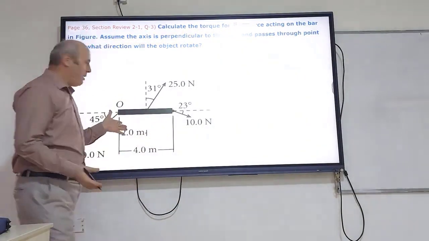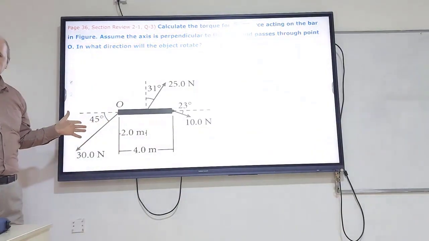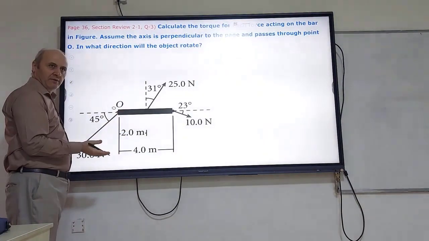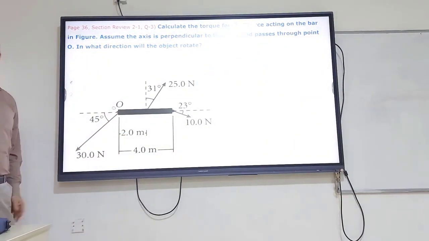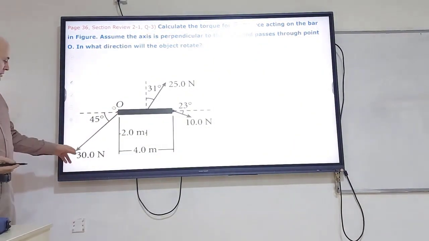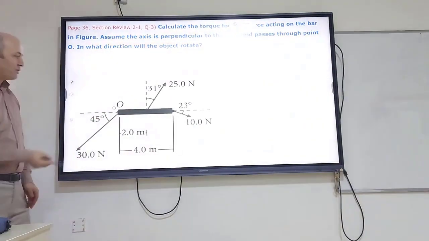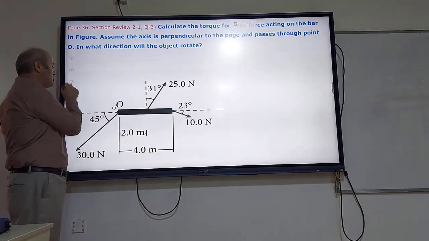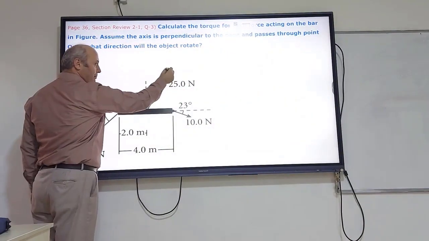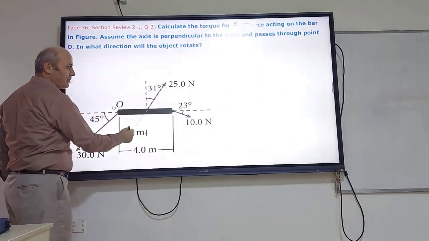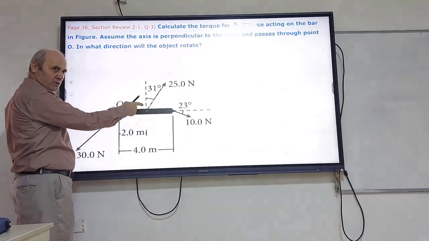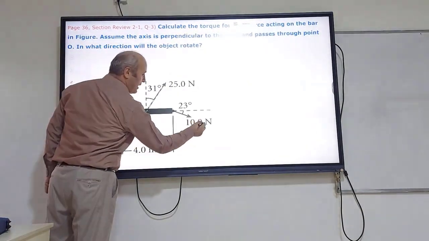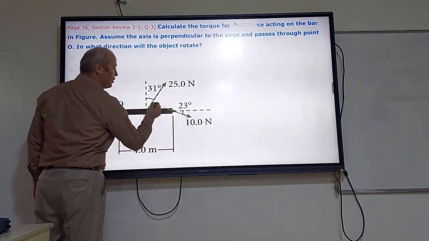Similarly, how many forces are there? 3 forces. Calculate the torque about this point O. It's asking. One of the forces never produces torque. Which one? The force acting at O cannot produce torque because it's acting where? At the axis of rotation. Other forces, they produce torque. Let's check it. Extend them. 25 produces a torque? Yes, as you see, the extension does not pass through the axis of rotation. What about 10? It also produces torque.